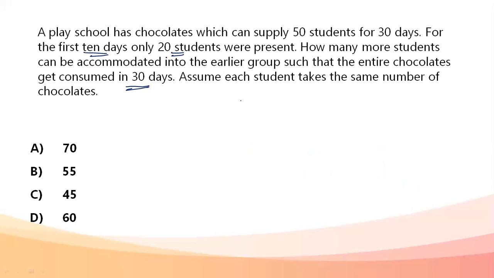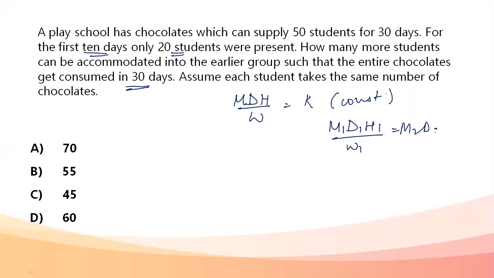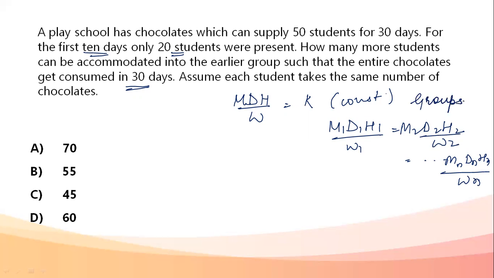Okay. Now, we'll be using the Manday's concept. I know Manday's concept, MDH by W is equal to K, that is constant, and it can be extended for n number of groups, that is M1 D1 H1 by W1 equals M2 D2 H2 by W2, and it will go on up to Mn Dn Hn upon Wn. And one more thing that I can do is, if I have a whole quantity, I can write it as a sum of two or three different groups. It can be written in the format of groups as well. So we are going to do it this way.